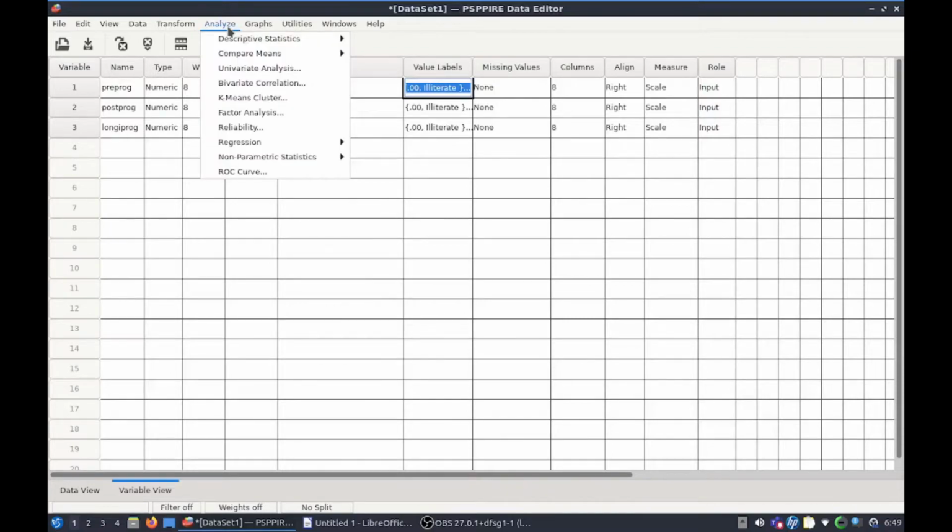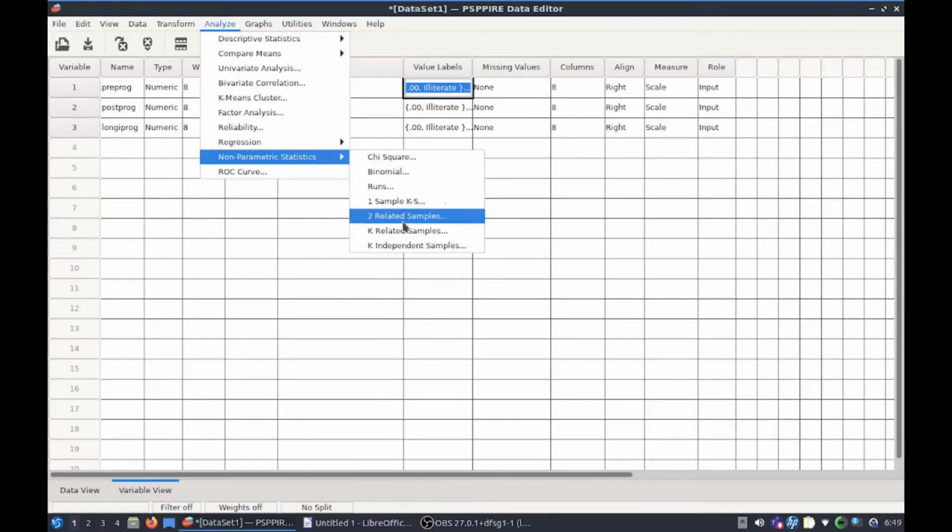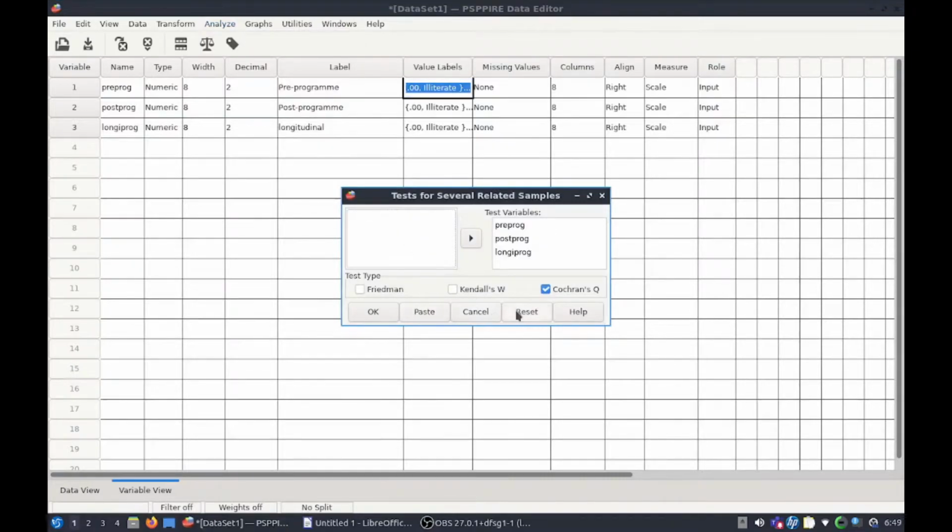For this we need to go to Analyze, then Non-parametric Statistics, then K Related Samples. Let me just reset this. These are our three variables. We put them in one by one, making sure they are in order, and then we select Cochran's Q. Remember, Cochran's Q only works when you have a dichotomous variable with zeros and ones as responses, and you have at least 3 variables. Three variables are the minimum. If I only include 2, it doesn't work. So I've selected Cochran's Q, then I click on OK.